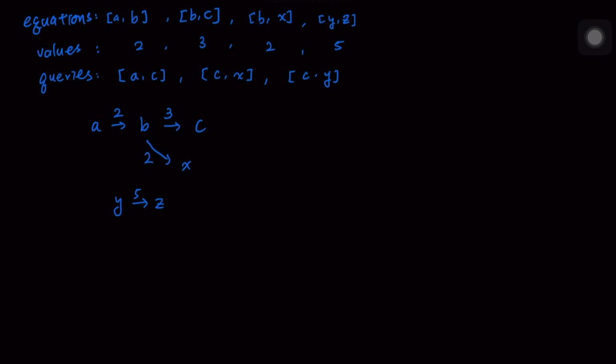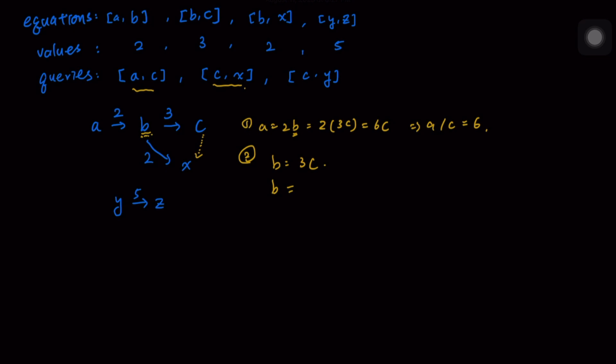So for the first query, A and C, I know that A equals 2B and B equals 3C. So I can have 3C here, so it is 6C. So the first query, A divided by C, equals 6. And for the second one, C and X, although there is no direct relationship between C and X, I can use B, the intermediate variable, to combine C and X. So here, what I mean is that B equals 3C and B also equals 2X.